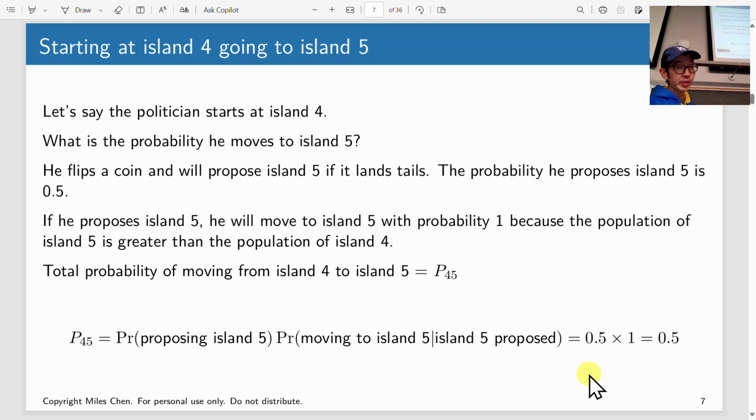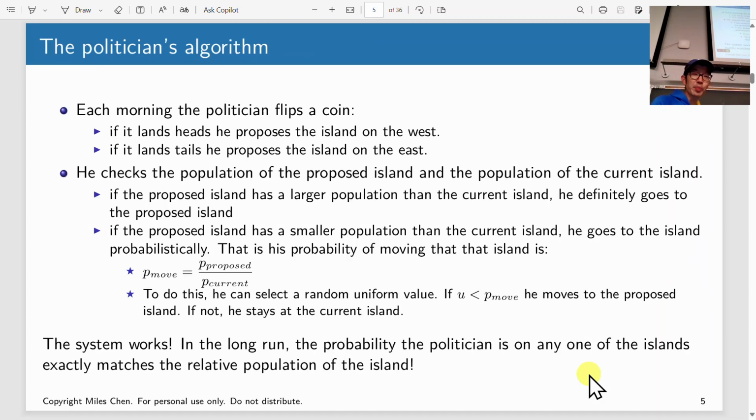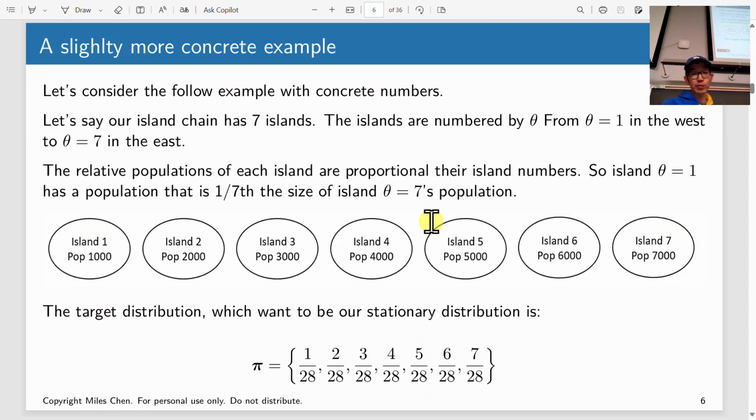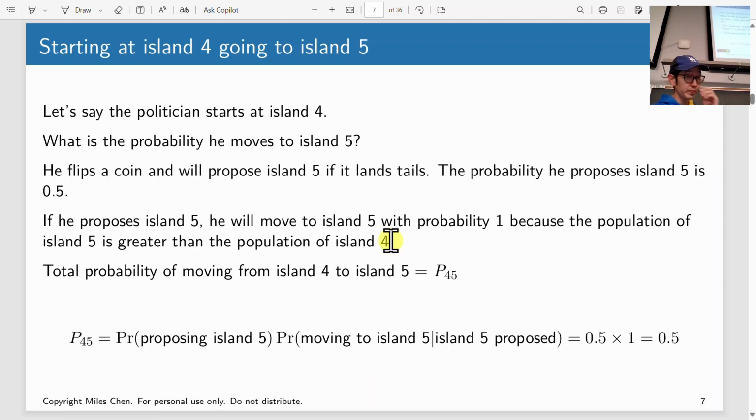So he flips a coin and he'll propose island 5 if it lands tails, okay? And so the probability he proposes island 5 is 0.5. And then if he proposes island 5, he'll go there based on the population of that island, right? Island 5 has a population of 5,000. The current island, island 4, has a population of 4,000. So if he proposes island 5, he will go there 100% of the time, because the population of island 5 is greater than the population of island 4.